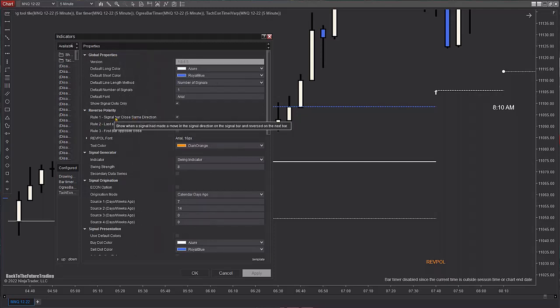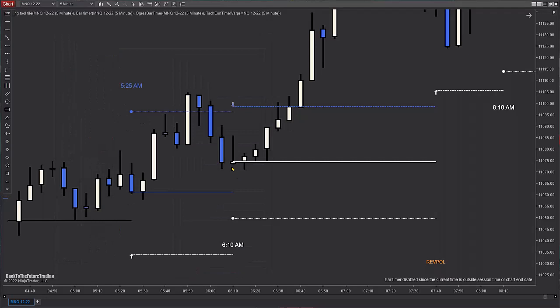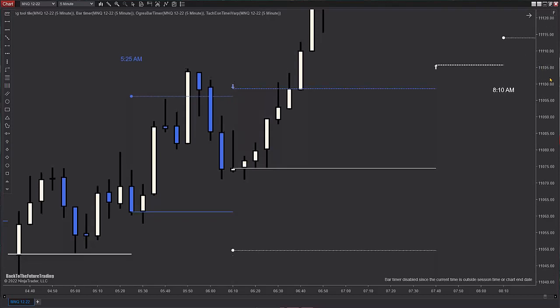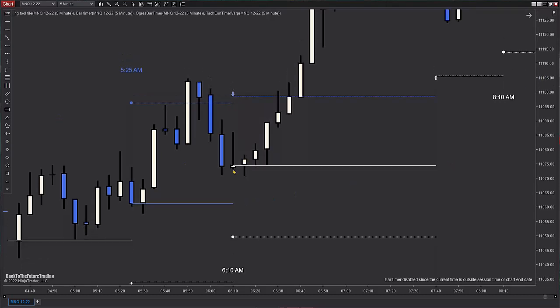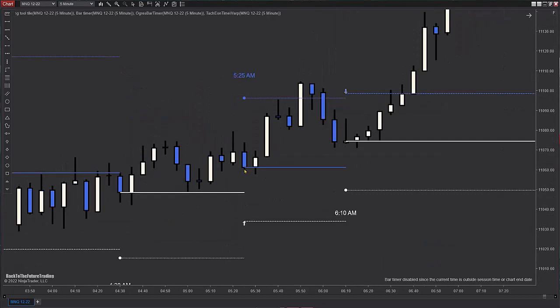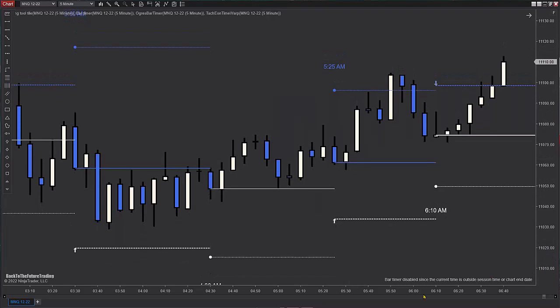Signal bar closes same direction. It shows when a signal bar has made a move in the signal direction and then reversed on the next bar. So here's a signal close, same direction. White dot, white close candle. This one didn't reverse on the next candle, but it still printed the rev pull. From what I've tested so far, if it's a white candle on a white dot, then that constitutes a reverse polarity. If it's a blue candle on a blue dot, like right here, this is a really cool example, 5:25 a.m.